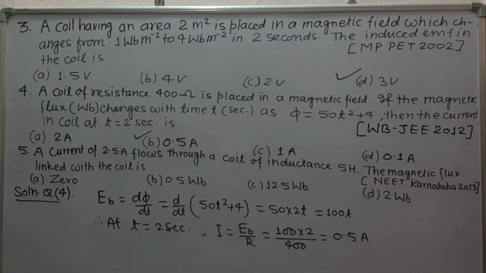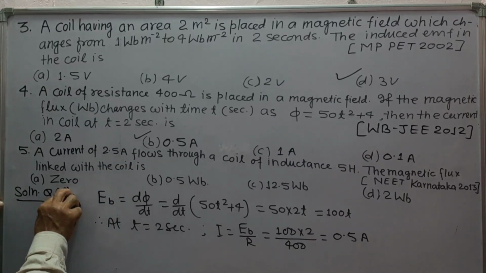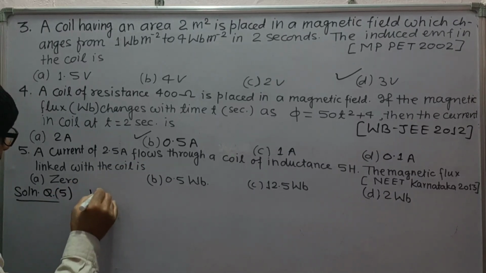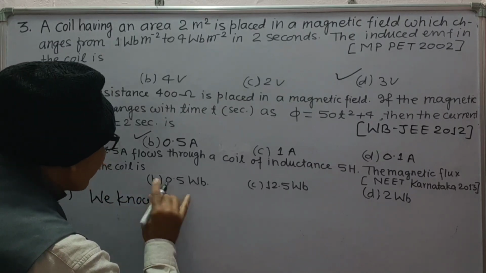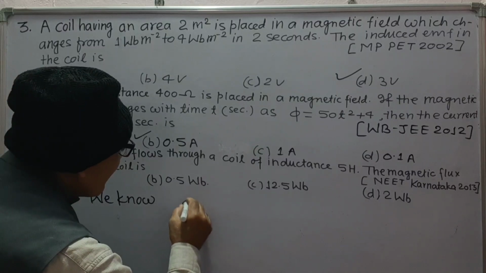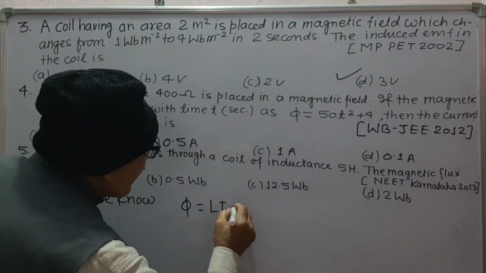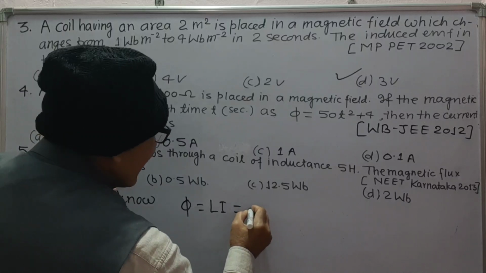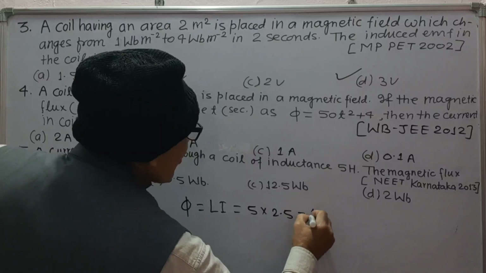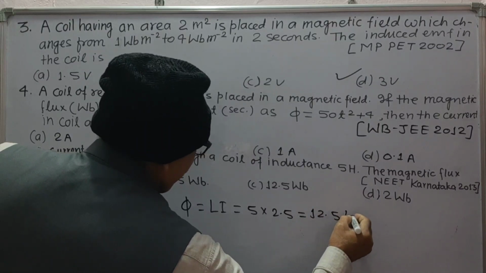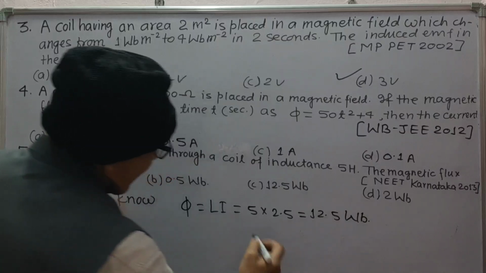Next question number 5. The question is, a current of 2.5 ampere flows through a coil of inductance 5 Henry. The magnetic flux linked with the coil is. These are the options. Now solution to question 5. We know magnetic flux phi is related with self-inductance of coil and current as phi is equal to L into I. So here L is 5 Henry and I is 2.5 ampere. So it gives 12.5 Weber. So the correct option is C.